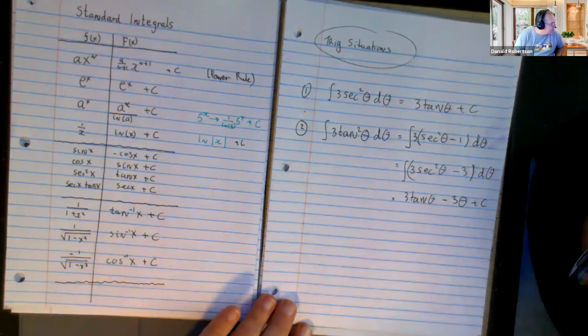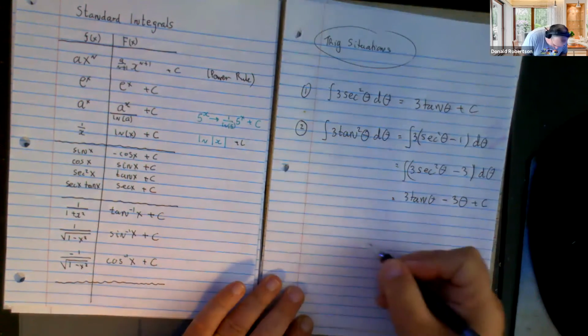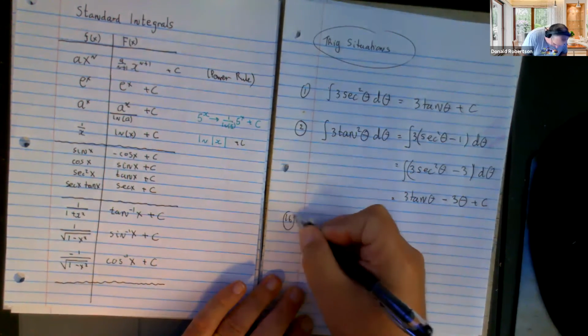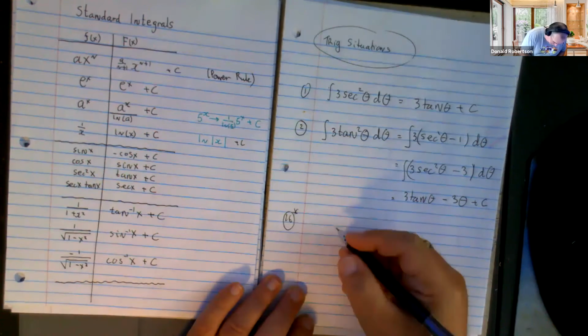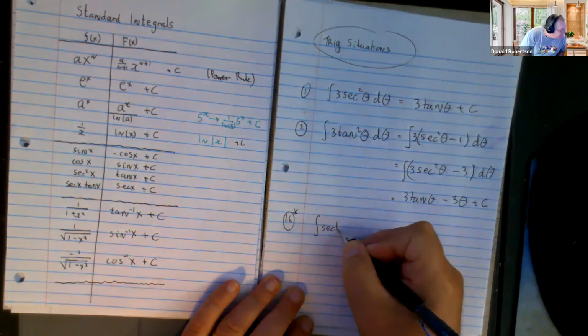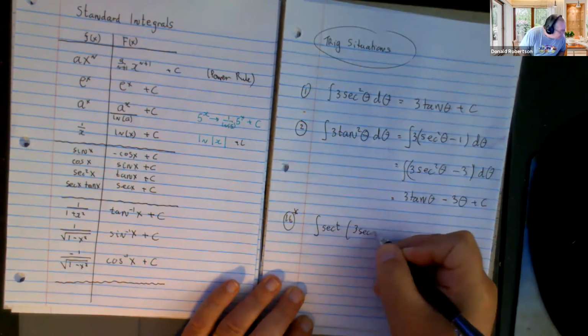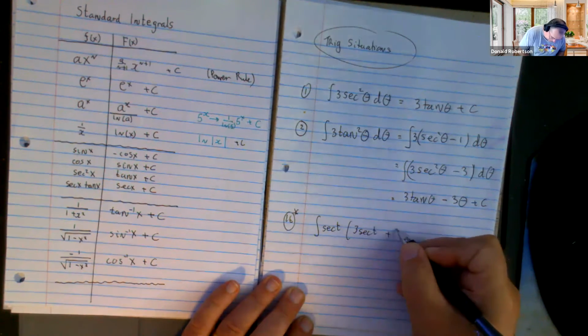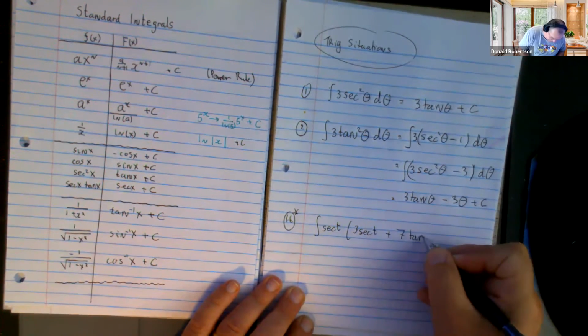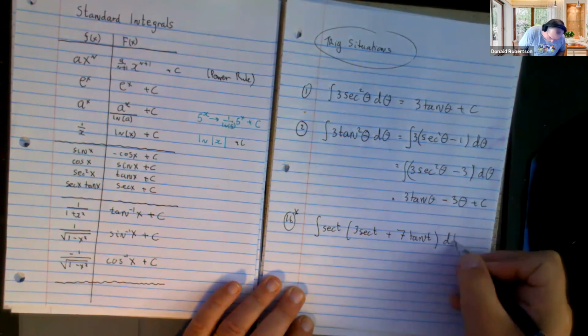So the next one I'm going to pick is a version of question 16. This truly is one of the homework questions. It's the integral of secant t, 3 secant t, 7 tan t, dt.